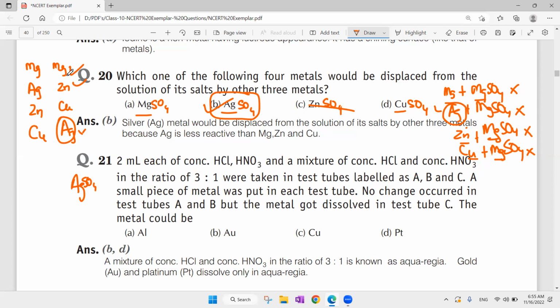Zinc sulfate if you take, magnesium will displace, zinc will not displace, copper will not displace, silver will not displace. If you take silver sulfate and add the first metal, magnesium, yes, you can observe displacement. If you take AgSO4 and add zinc, you can find displacement. If you take AgSO4 and add Cu, copper, yes, we can find displacement. So there is only one option where we can find 3 displacements. So the answer is silver. Like that we have to take.